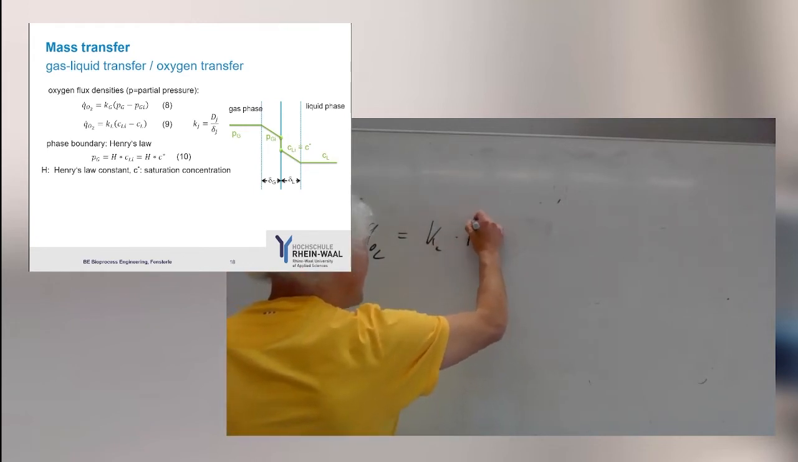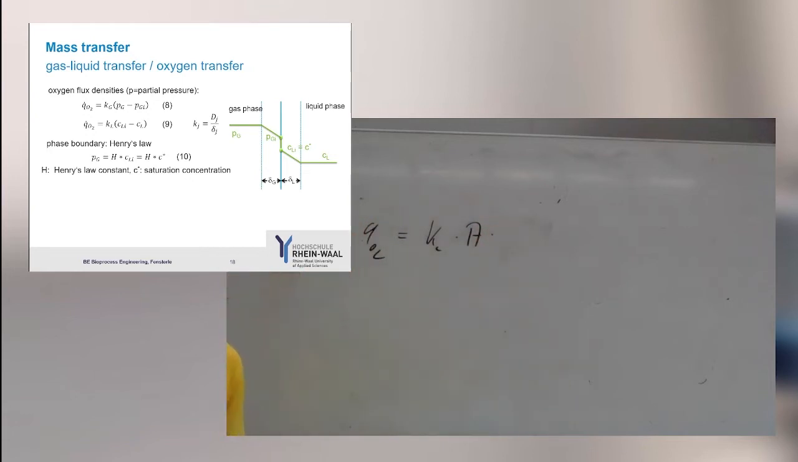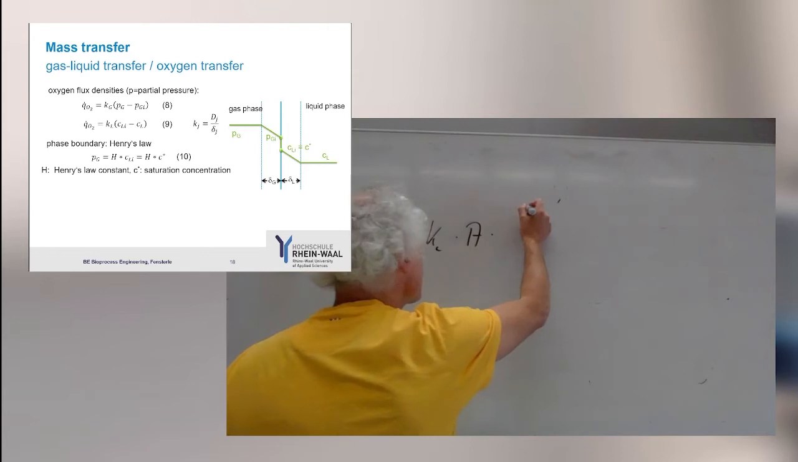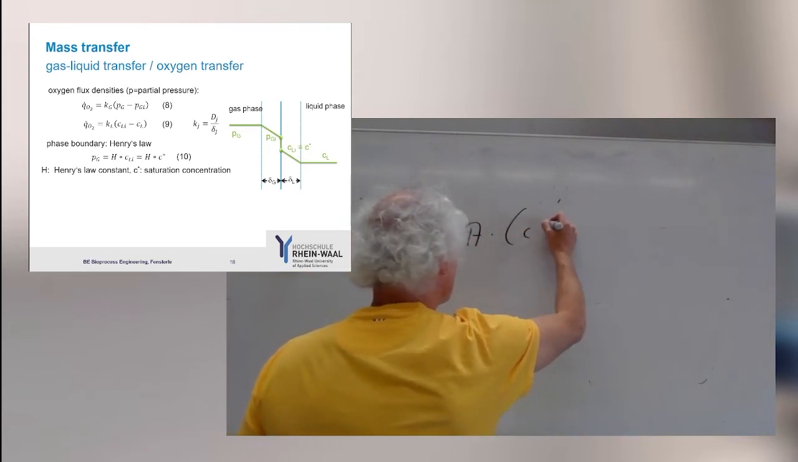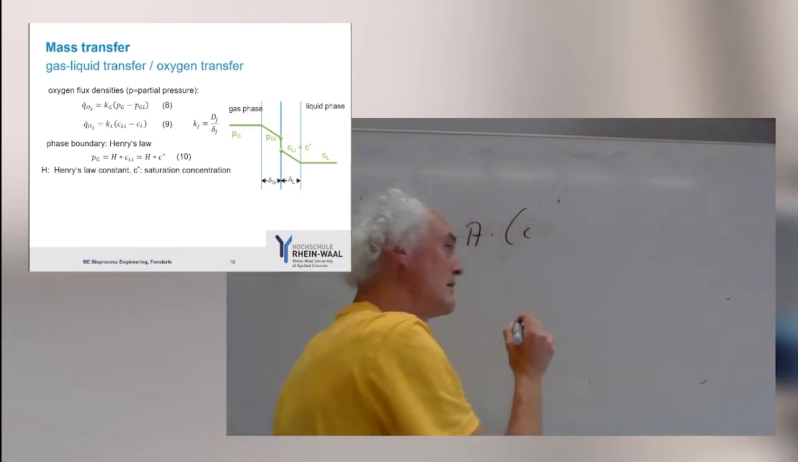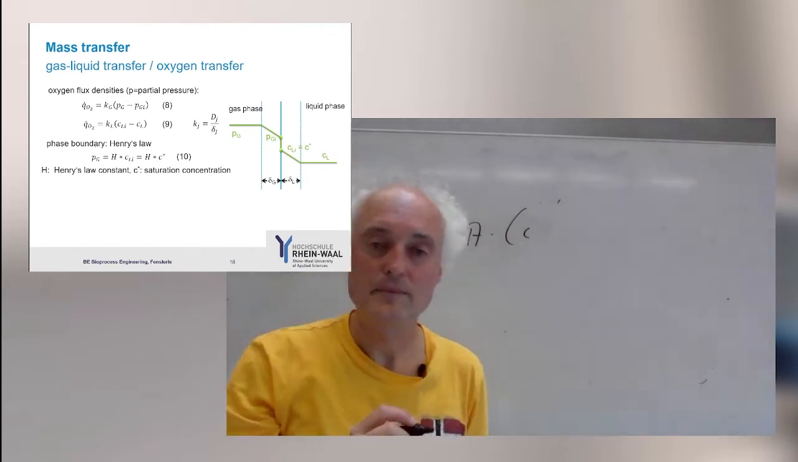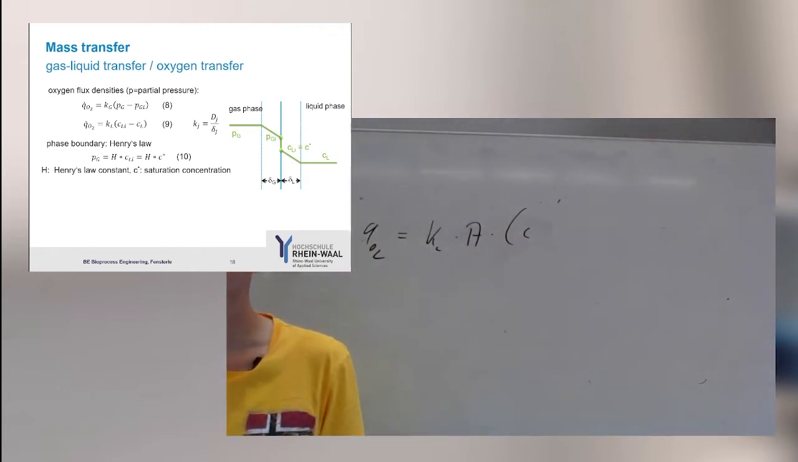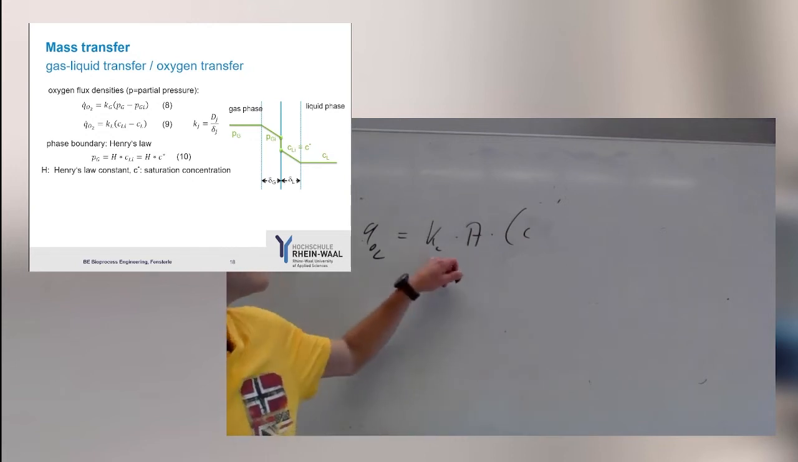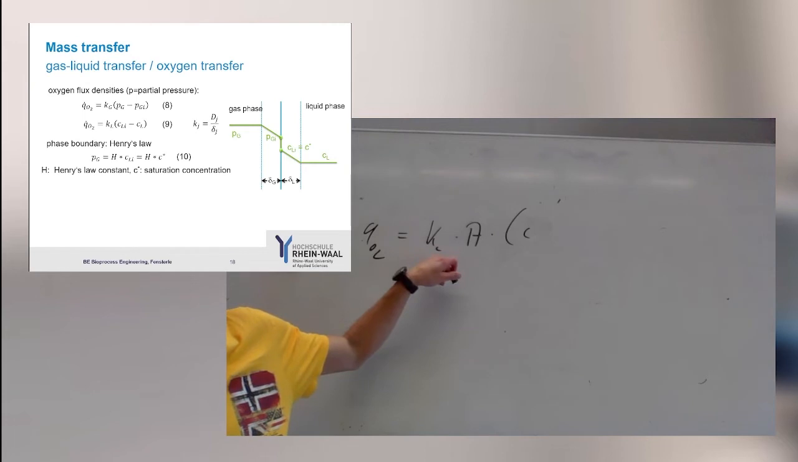KL times A, the area, times the concentration difference. And I said the concentration difference is C_L initial minus C_L. Liquid initial minus concentration of liquid. So K is just the transfer coefficient in the liquid phase, KL. Yeah? So that's the constant.